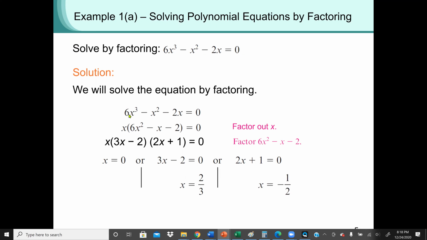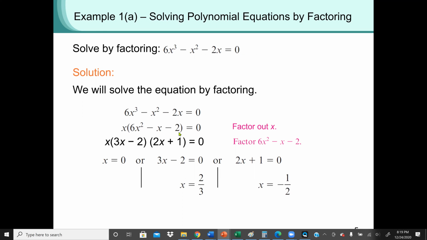So we are going to, first of all, look at what is common here. We find out that x is common in all the 3 terms. So we take x out. Then 6x cubed divided by x will give me 6x squared. x squared divided by x will give me x, and 2x divided by x will leave us with 2. Then we can factor the trinomial using the trinomial techniques of factoring. Here we can use the trial and error method. So again, when we do it, we get 3x minus 2 and 2x plus 1.